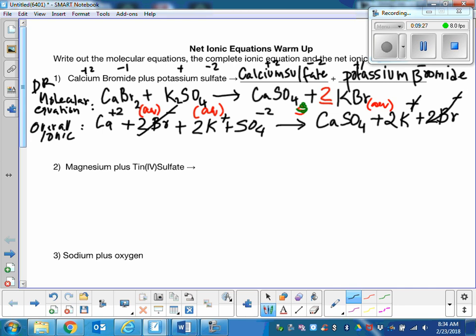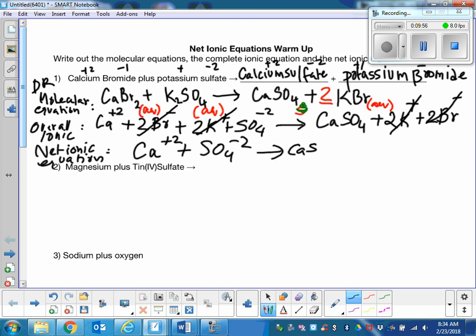Alright, so do I see 2K plus is common on both sides? Can I cancel Ca plus 2 with CaSO4? Can I do that? No. One is a solid, one is an ion. So finally, I write my net ionic equation. Are we good? And that is Ca plus 2 plus SO4 minus 2 should give CaSO4.